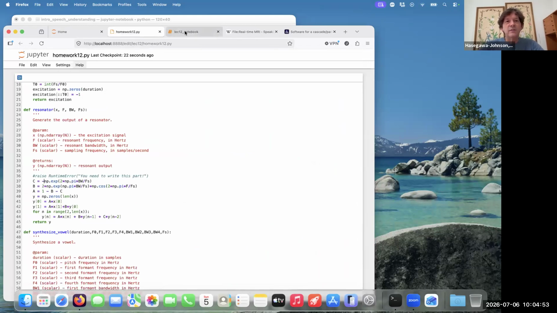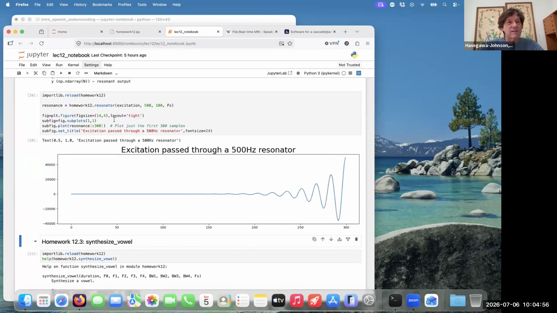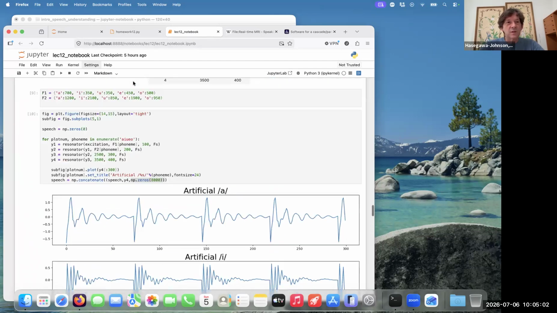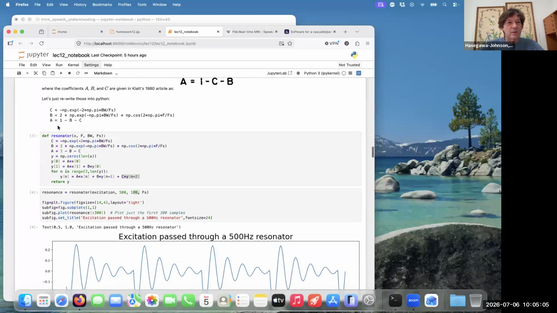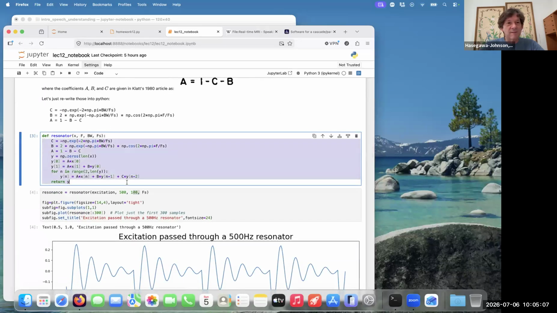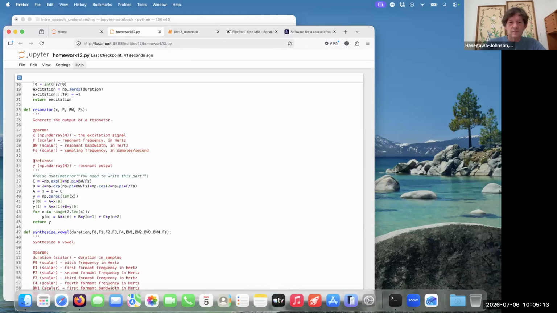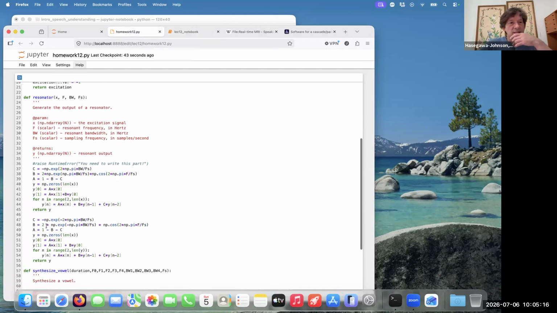Negative e to the 2 pi bandwidth over fs. I'm reloading it and it doesn't look right. Well, let me copy from the notebook here and see if that changes it. C is negative e to the negative 2 pi bandwidth over fs. B is 2 times e to the negative pi bandwidth over fs times the cosine of 2 pi f over fs, and a is 1 minus b minus c.